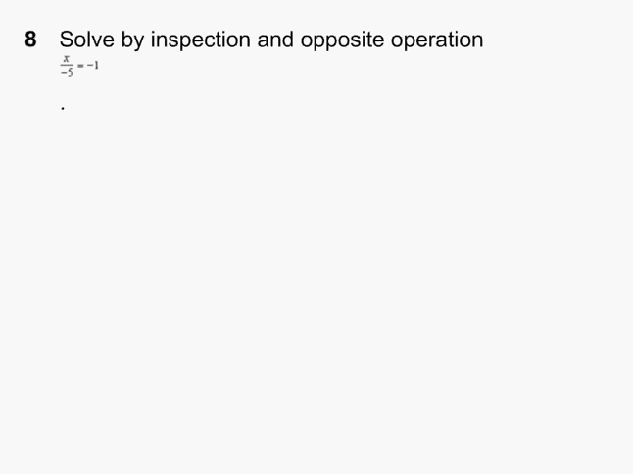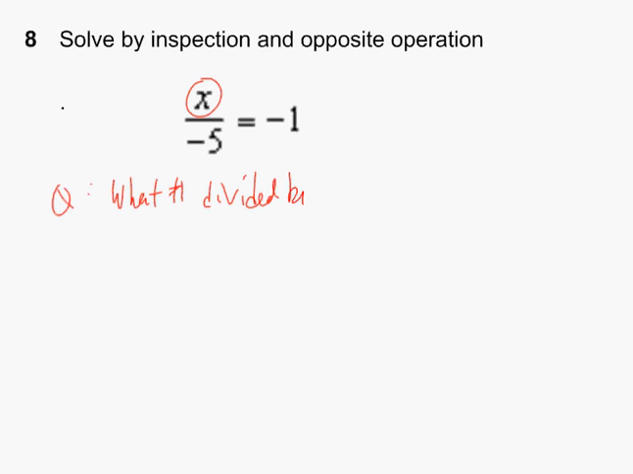In question 8, it says solve by inspection and opposite operation. So by inspection, really what you want to do is write down what question you would ask to solve it. And this is actually: what number, represented by the number I don't know, divided by negative 5 is, which is really an equal sign, negative 1, question mark. So what number divided by negative 5 is negative 1?